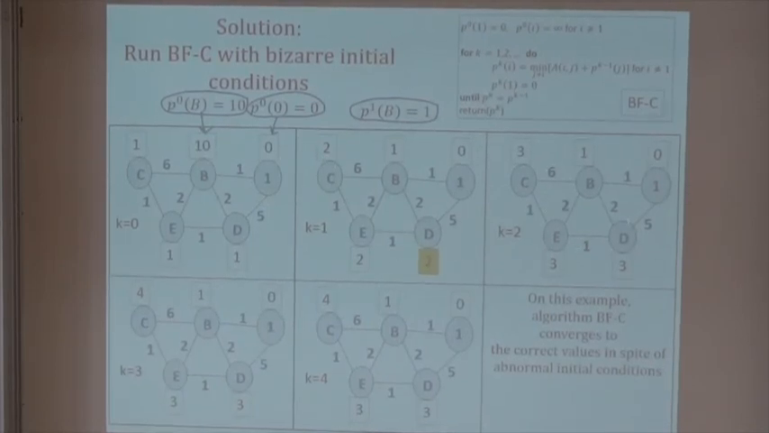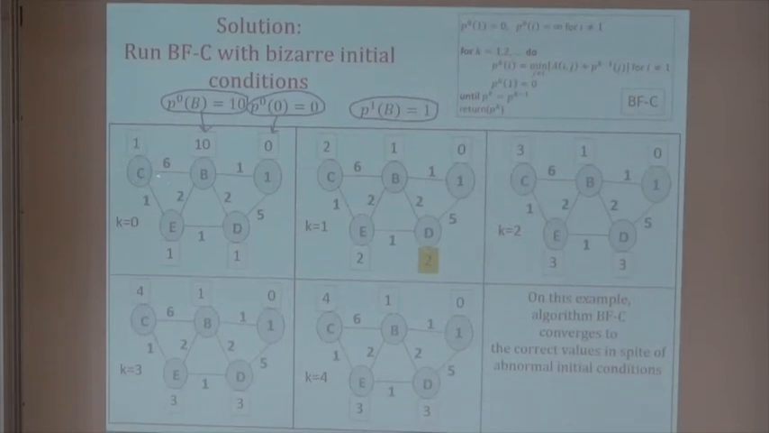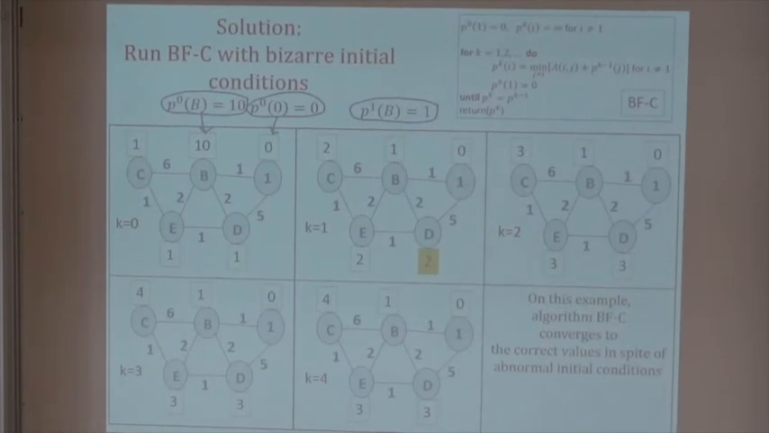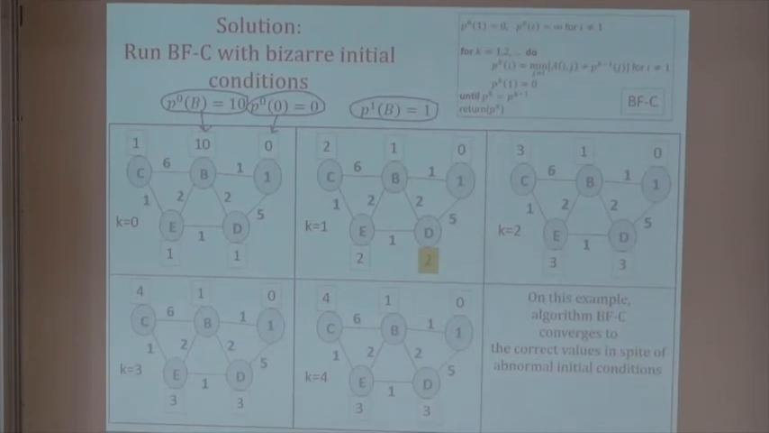If we continue, we see that it changes according to some more or less random pattern, and miracle here, it stops and converges to the correct value. So on this example, it converges to the correct values in spite of completely abnormal initial conditions. It converges, but what we have lost is the interpretation that at iteration k, we are computing the distances in at most k hops. This is certainly not true here. Well, here it's true, but here it is not the distance in at most k hops. If we look at C, it is increasing 1, 2, 3, 4, whereas the distance in at most k hops, when we increase k, must decrease. So this interpretation of Bellman-Ford is no longer valid with those initial conditions.